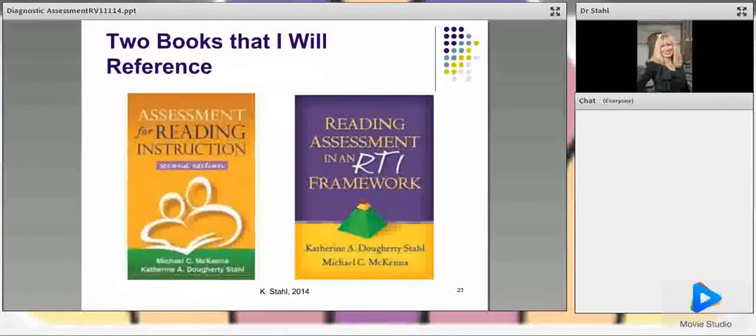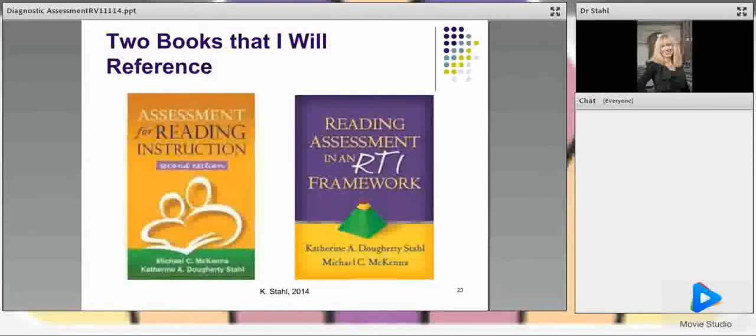So the assessments that I'm going to be talking about, I will be referencing these 2 books. The Assessment for Reading Instruction is a book that has all of the diagnostic assessments that I'll be talking about today, available in reproducible form. I mean, we don't hold the market on that. You can Google some of these assessments and get them for free, but if you'd like one place where you get all the assessments, we have them in the first book in reproducible format.